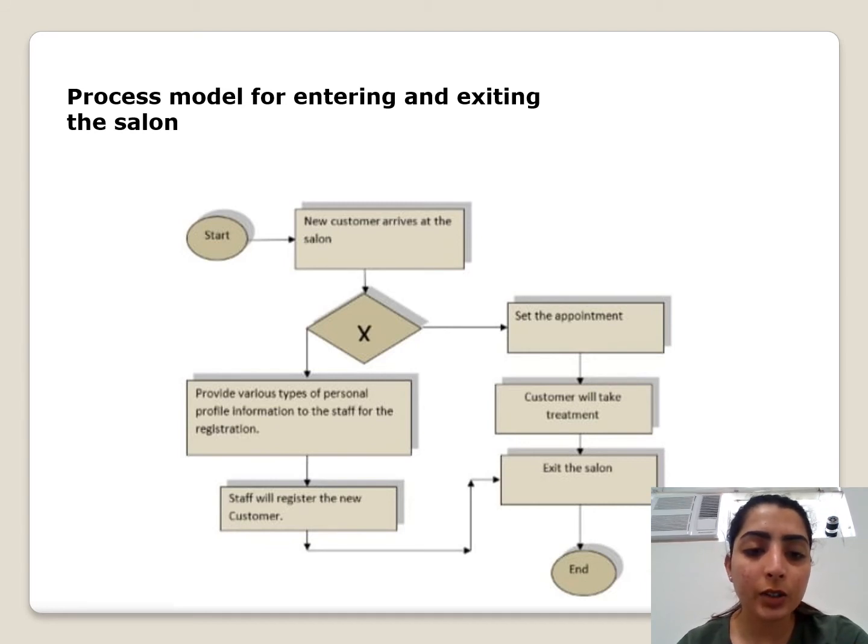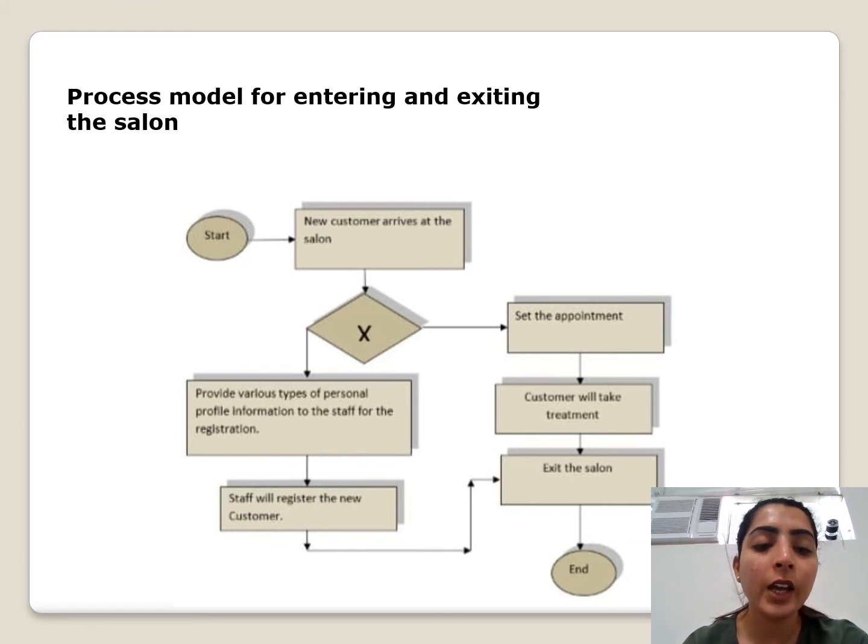Here the new customer who arrives at the salon will be checked with various types of profile information. The staff asks the customer for various details so that the customer can be registered to the system. There are plenty of rules and registrations that are to be followed for completing the whole exercise.